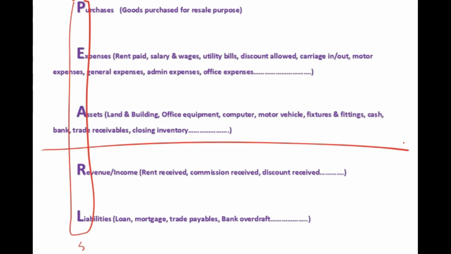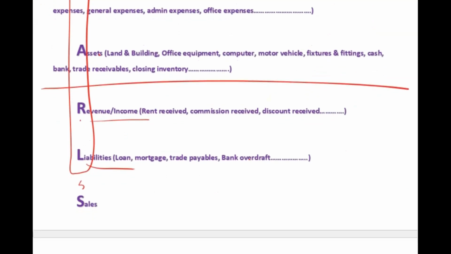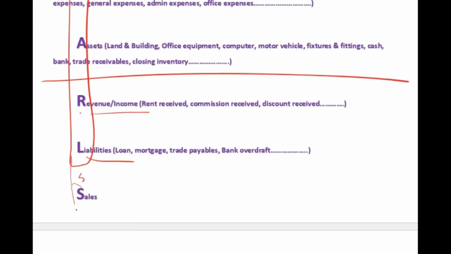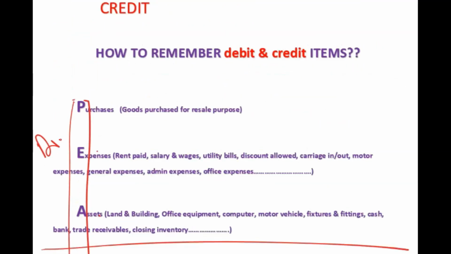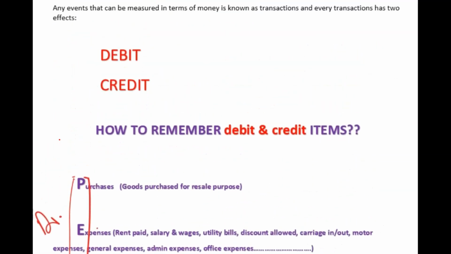If you're halfway through, P, E, A are your debit items: purchases, expenses and assets. R, L, S, S are for revenue, income, liabilities, and S is just below. These are your credit items. Just watch my other video. It will be very helpful for you.